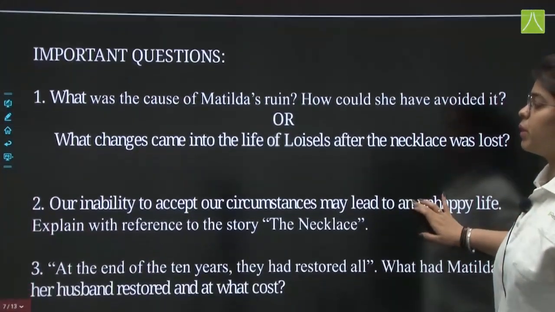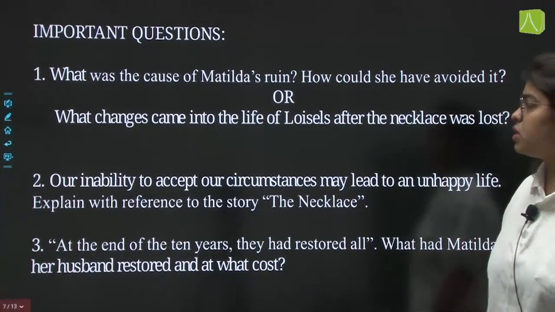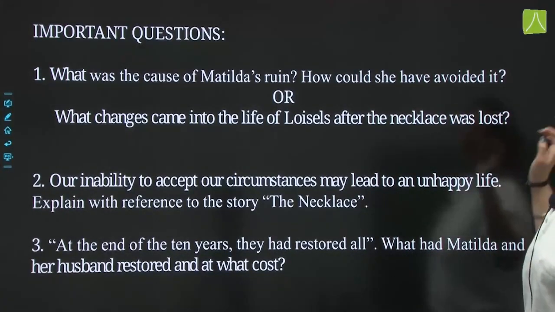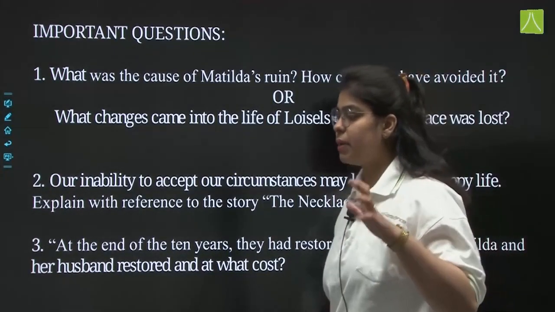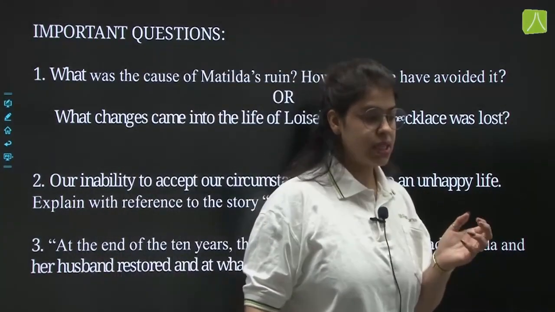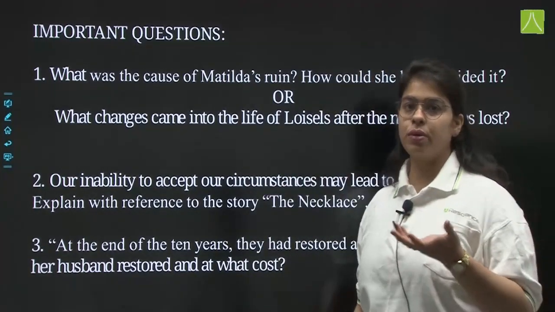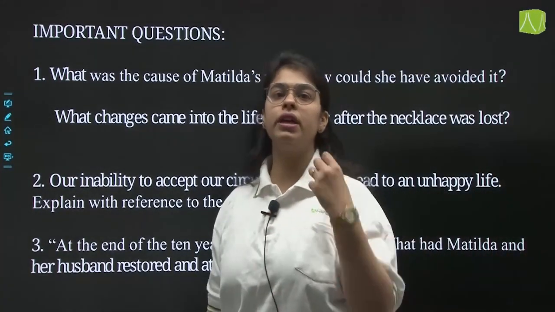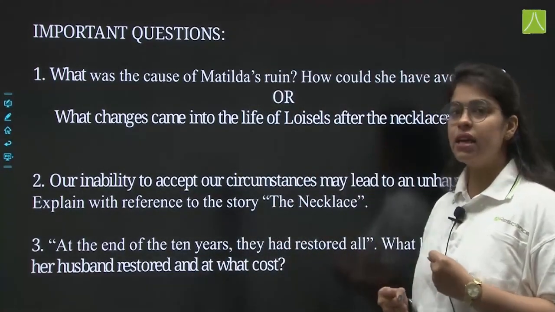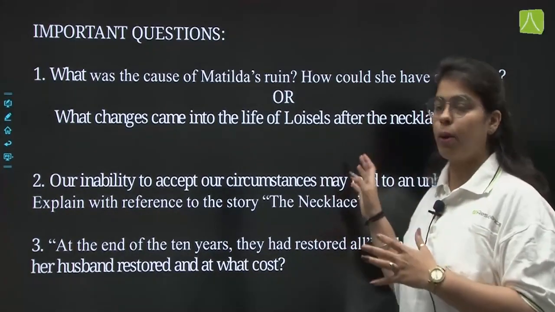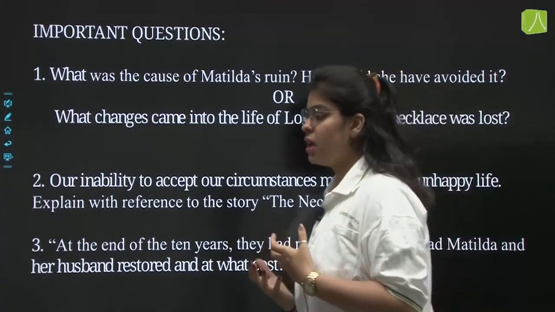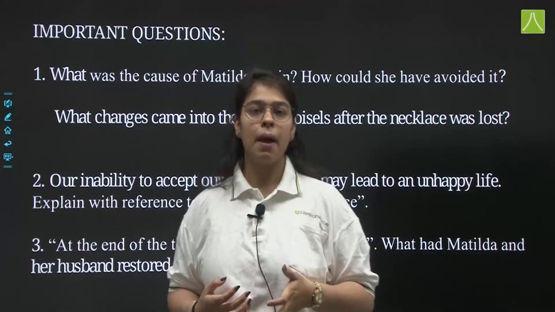Now let us see the important questions related to the chapter. The first one is, what was the cause of Matilda's ruin? How could she have avoided it? Now this was all planned by Matilda: she wanted to go to the ball of the ministers, so she asked her husband to buy her a new dress. Then she also wanted jewelry. So this was some sort of selfishness, or we can say greed, that got Matilda into this trouble. She could have avoided it by making herself comfortable with the things she already possessed.